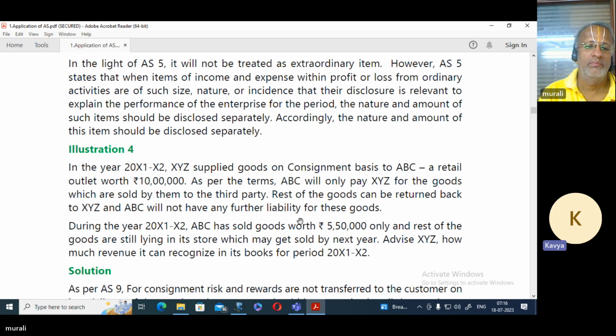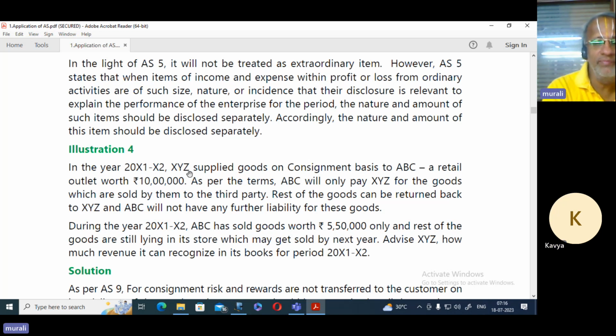In the year 20x1-x2, XYZ supplied goods on consignment basis to ABC, a retail outlet, worth rupees 10 lakhs. As per the terms, ABC will only pay XYZ for the goods which are sold by them to the third party. Rest of the goods can be returned back to XYZ and ABC will not have any further liability for these goods. During the year 20x1-x2, ABC has sold goods worth rupees 5.5 lakhs only and rest of the goods are still lying in its store which may get sold by next year. Advise XYZ how much revenue it can recognize in its books for period 20x1 to x2.